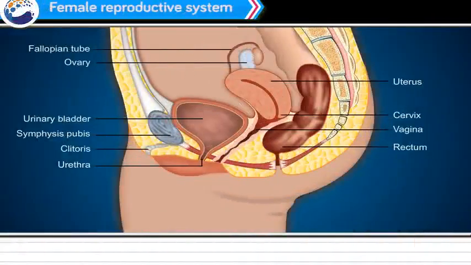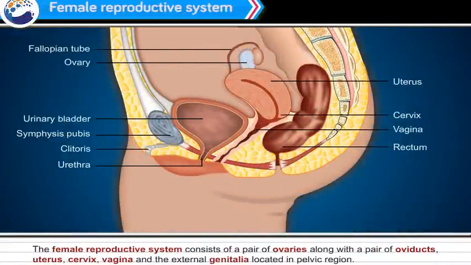Female reproductive system. The female reproductive system consists of a pair of ovaries along with a pair of oviducts, uterus, cervix, vagina, and the external genitalia located in the pelvic region.